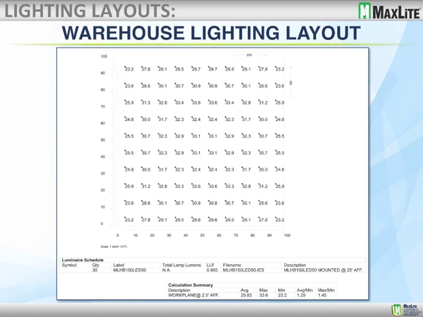Right. And in this typical warehouse application we're looking at here, I see a scale of 0 to 100 on the X and the Y. Can you tell us what that is?